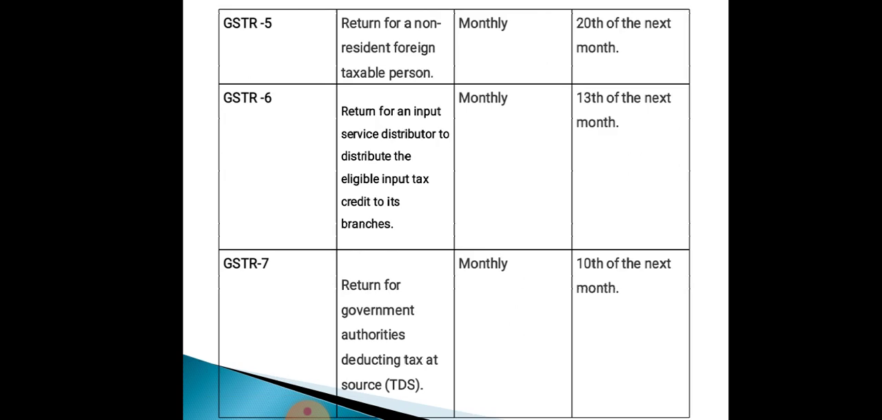Next, GST return 5. Return for a non-resident foreign taxable person. GST return 5 is the return to be filed by non-resident foreign taxpayers who are registered under GST and carry out business transactions in India. The return contains details of all outward supplies made, inward supplies received, credit and debit notes, tax liability and tax paid. Who is a non-resident foreign taxpayer?